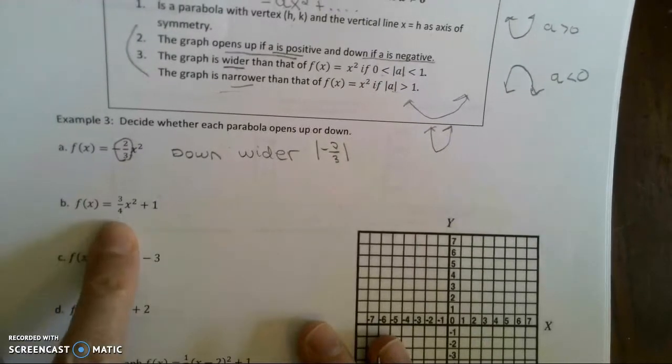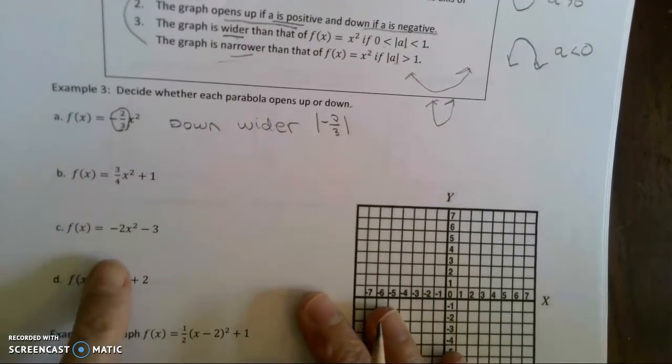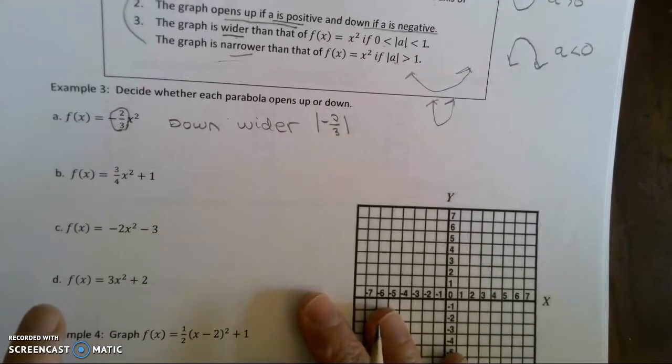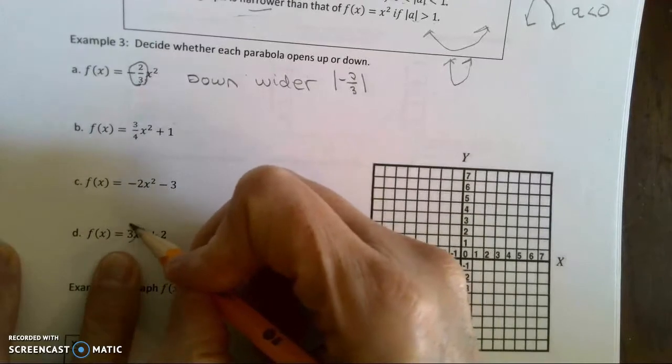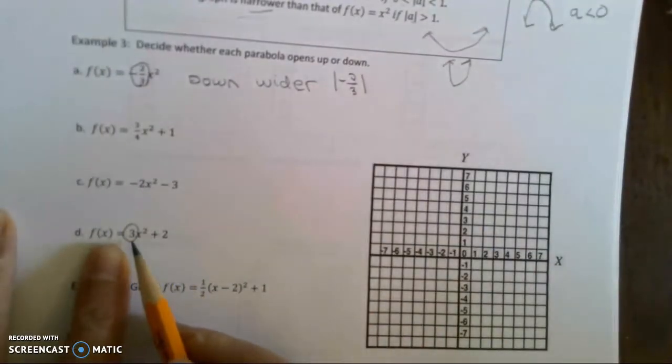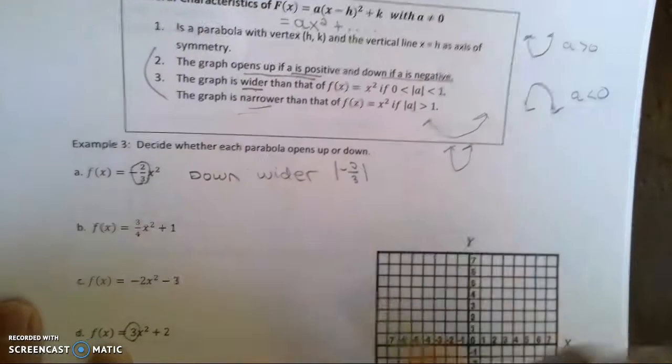For this, actually I'm going to skip that one. That's a pretty straightforward one. Let me go ahead and jump to this one right here. This is my a. My a is 3. A is positive, so it's going to open up.